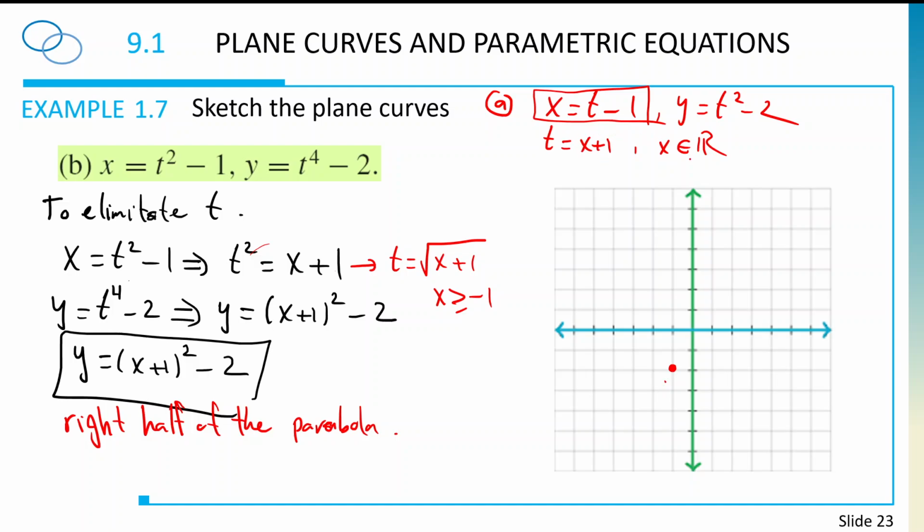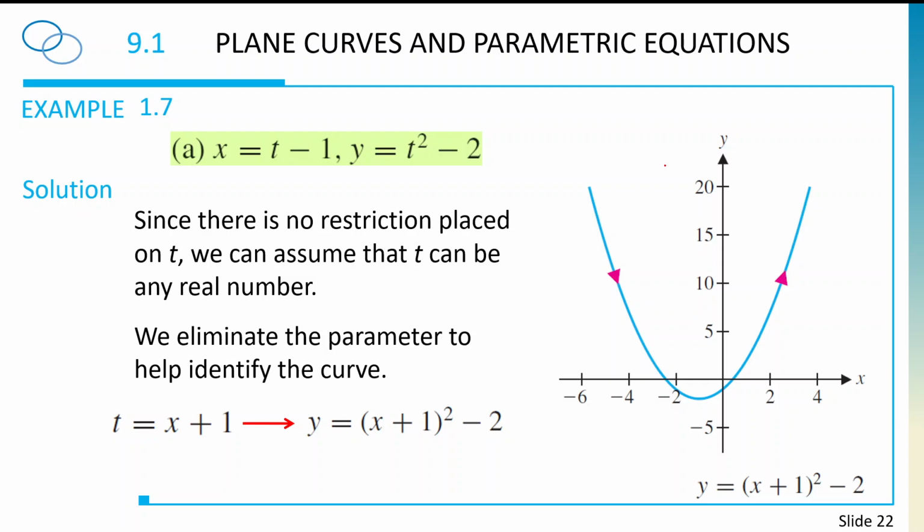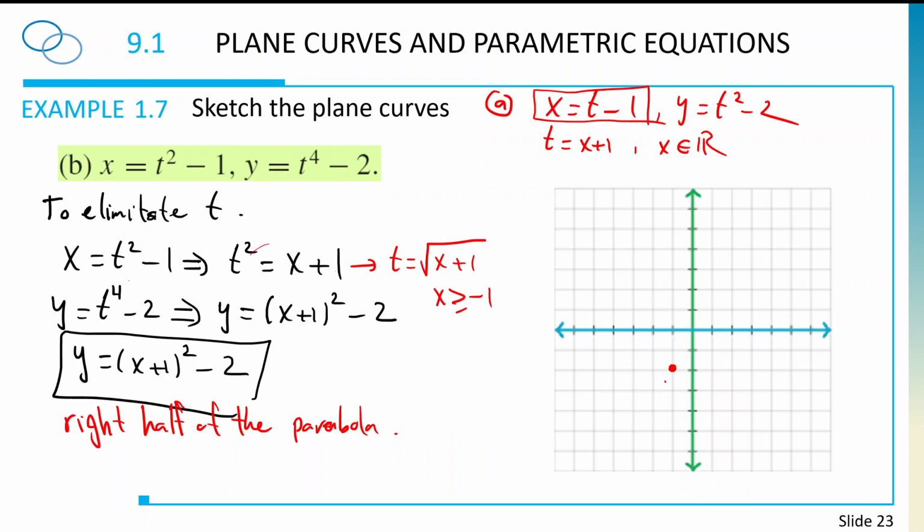x can be any value. So we could graph it over all real numbers, just like the previous question. We graph the parabola over all real numbers. Now, in this part B, notice we have t squared equals x plus 1. So if I solve for t, t equals the radical of x plus 1. So for this to be defined, since it's a radical, x should be greater than or equal to negative 1.